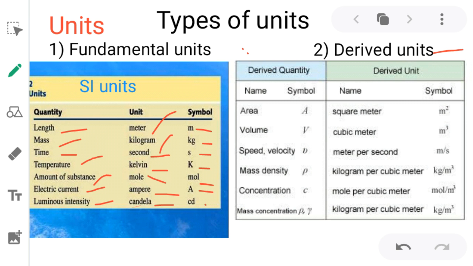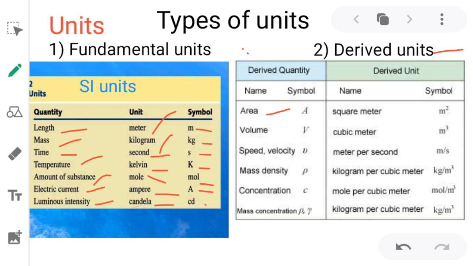What are derived units? A unit is a standard of measurement, as we defined earlier. Then what does derived unit mean? A unit containing two or more fundamental units is called a derived unit. I have given some examples also. Let's take area as one example of a derived unit.